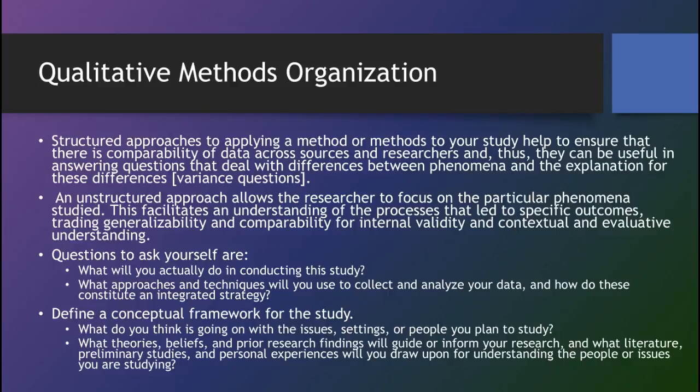Qualitative methods sections ask you to write a structured approach to applying your method, ensuring that there is comparability of data across multiple sources to provide validity of your research. This is really useful in answering questions that deal with the differences between some type of communication phenomenon or explanation of the differences within communication behaviors. Qualitative research and methods in itself is unstructured, so your method sections will be organized depending on the particular phenomenon you're studying. You need to make sure that you are facilitating some understanding of the process that's leading towards the specific outcomes you desire to achieve within your study.